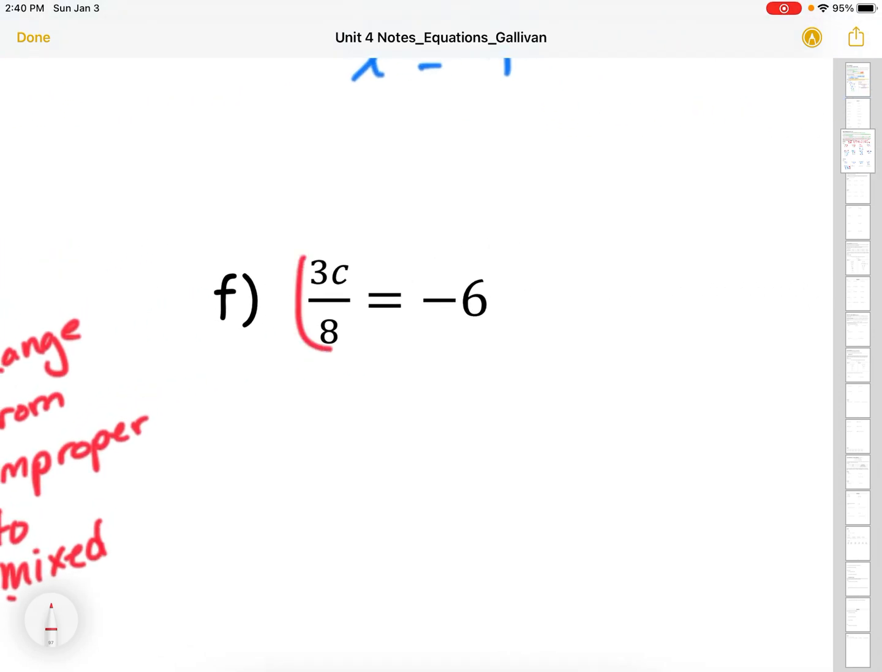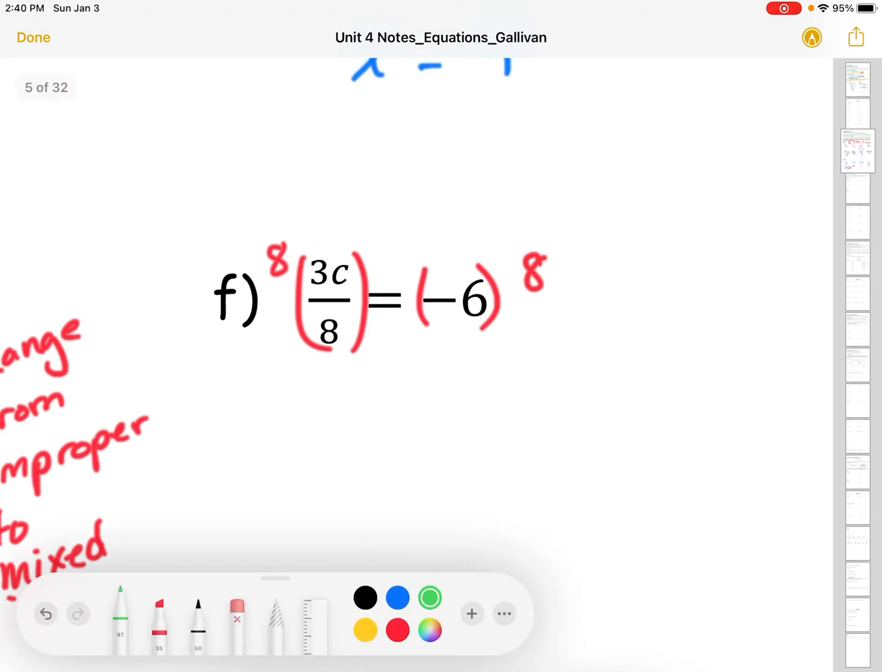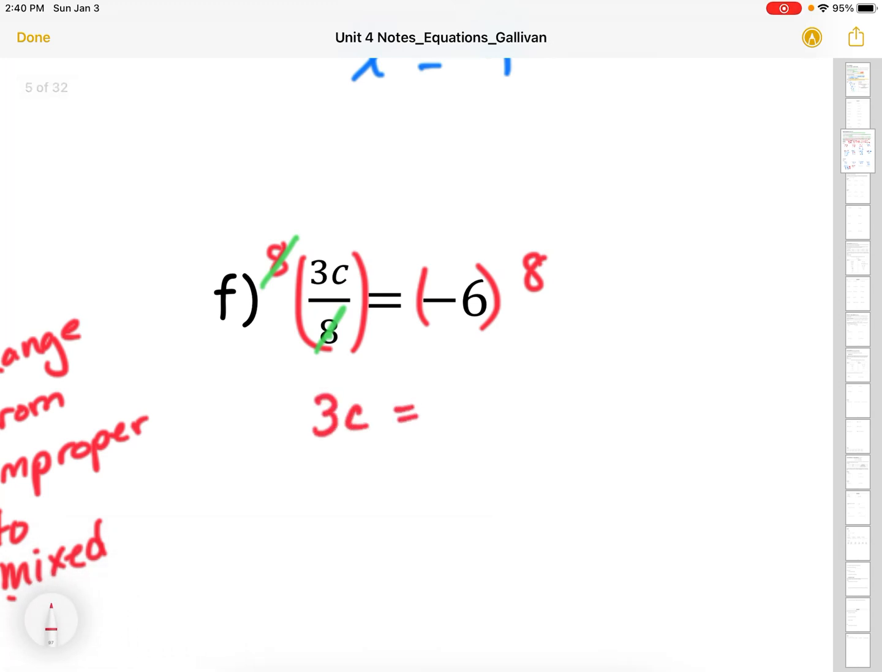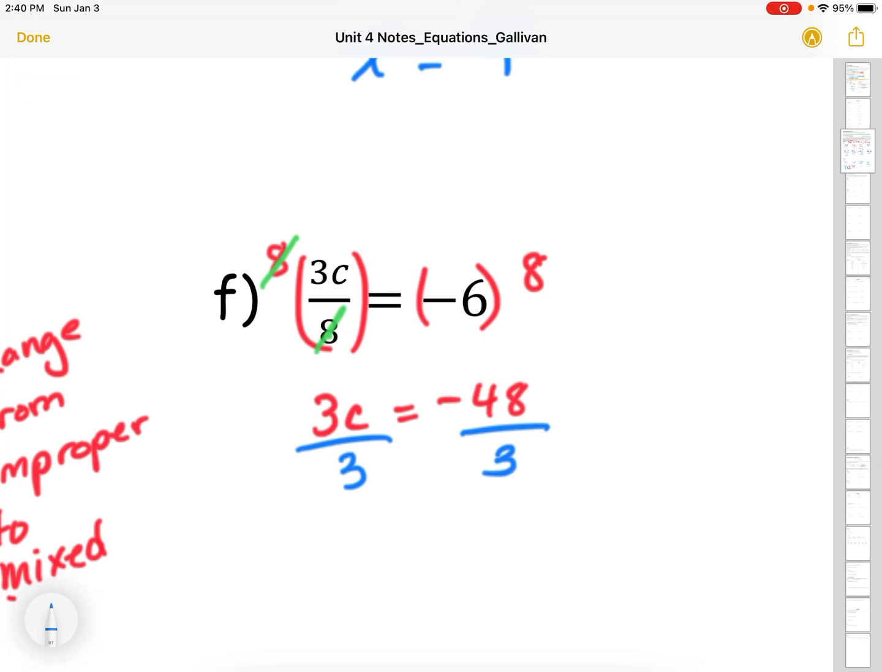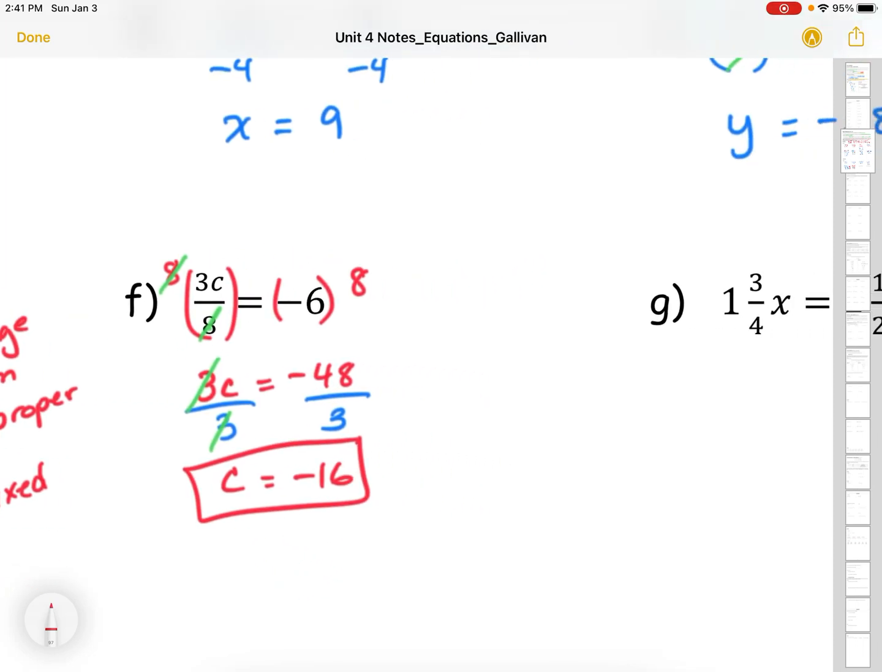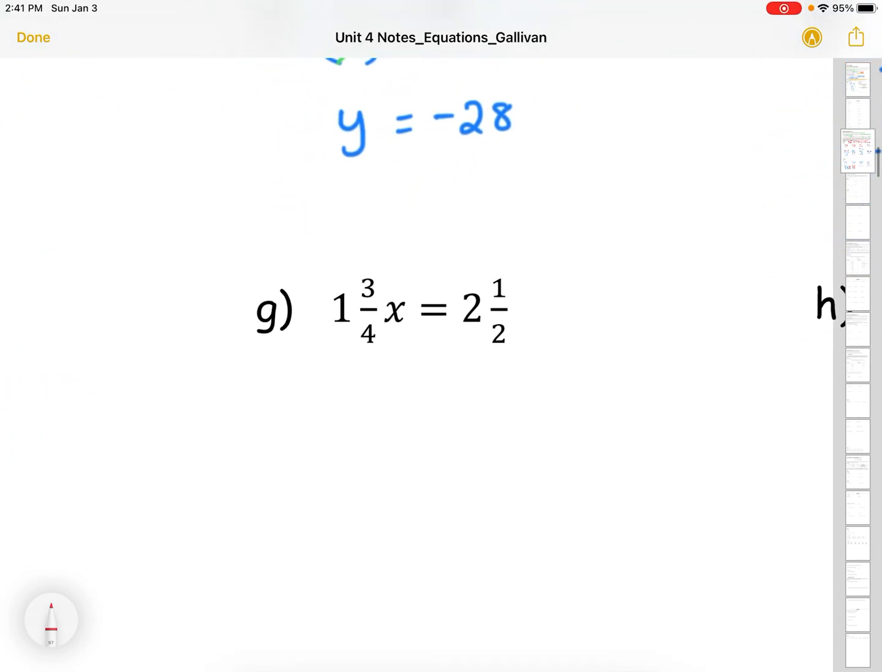Okay, here we're going to multiply by 8 first. And again, some people don't. They'll just multiply it by 8 over 3, but I like to break it down just to make sure we're figuring it out right. So I'll get 3c is equal to, well, 6 times 8 is 48, and it's negative. Okay, and then I'm going to divide by 3. On this side, the 3 divides out. So I'm going to get c is equal to, well, -48 divided by 3 is -16. Okay, alrighty. And a couple more here.